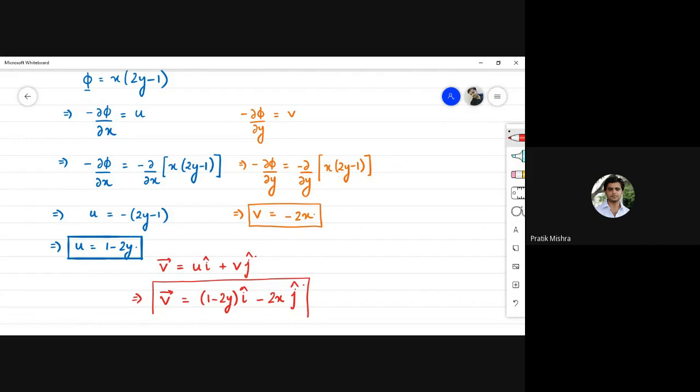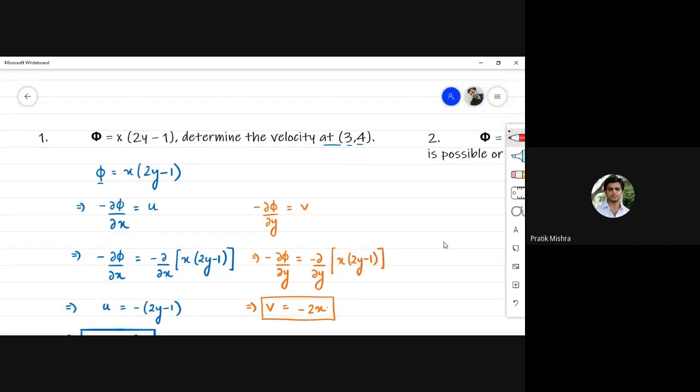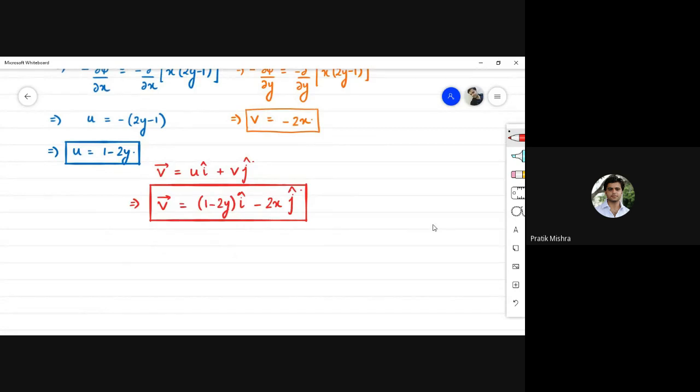Now you were given a point where you need to calculate the total velocity of flow. That point is (3, 4). So at point (3, 4), the velocity vector is, substitute here: (1 minus 2 into 4) times i cap minus 2 into 3 times j cap. So the velocity vector comes out to be minus 7 times i cap and minus 6 times j cap. This is your velocity vector at point (3, 4).